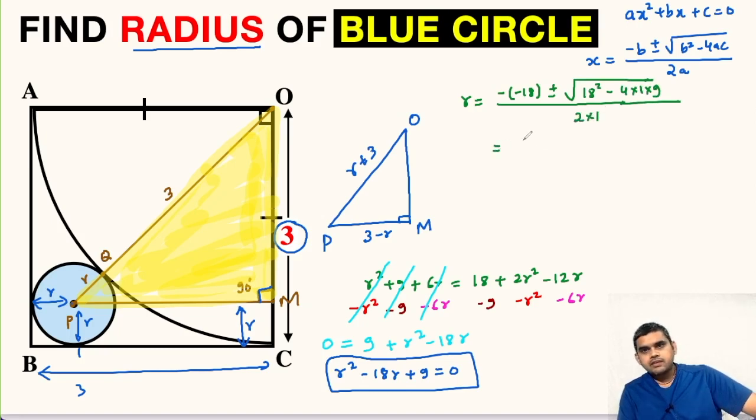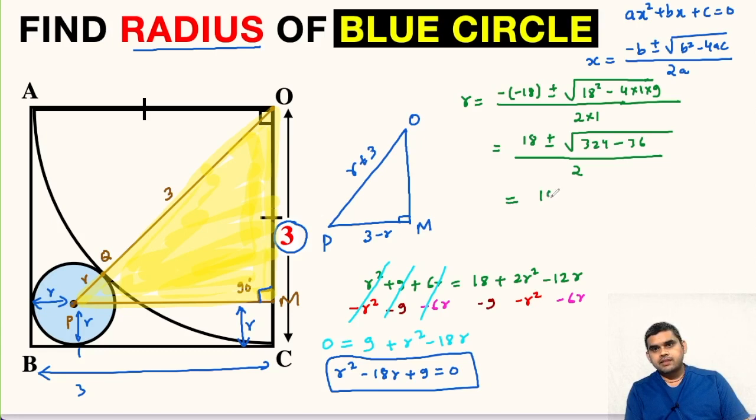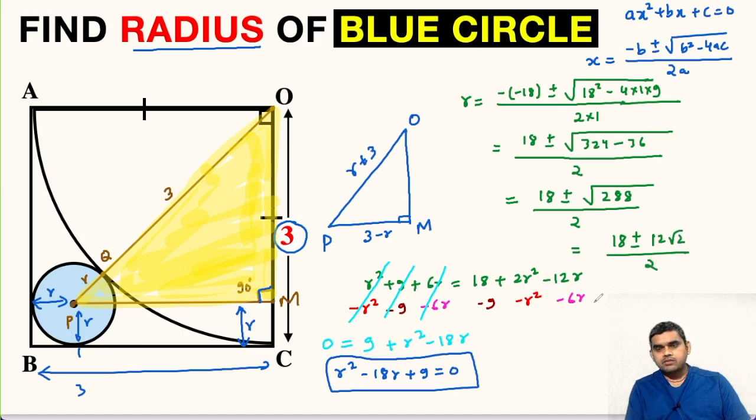So this will be 18 plus minus square root of 18 squared is 324. This will be minus 36, whole divided by 2. So this will give us 18 plus minus square root of 324 minus 36, which is 288, divided by 2. So this will be 18 plus minus 12 root 2, whole divided by 2. Now we can divide both the terms by 2. So this will be 9 plus minus 6 root 2.